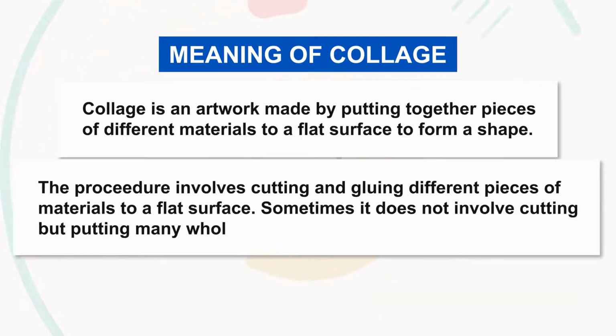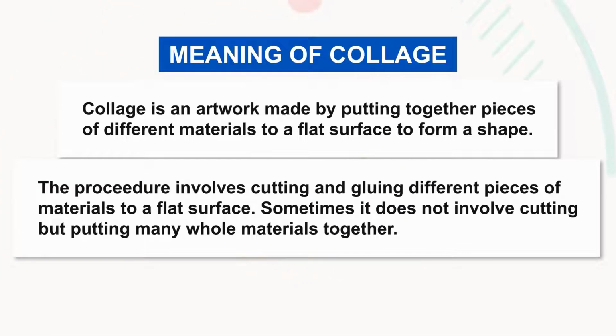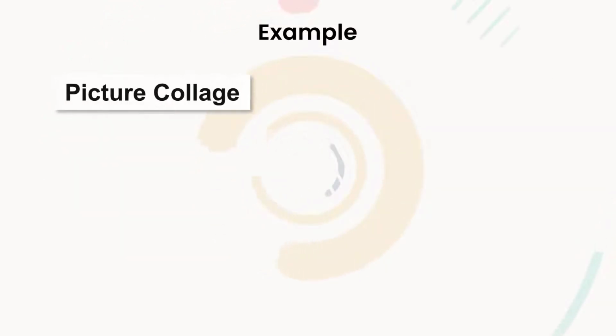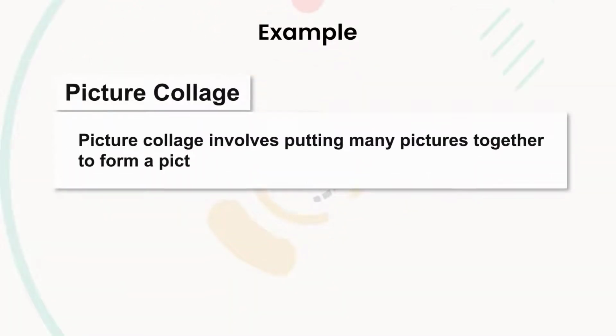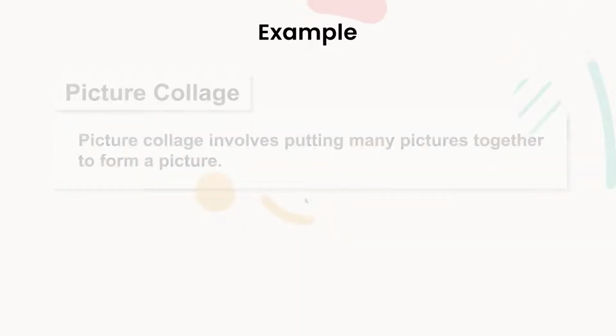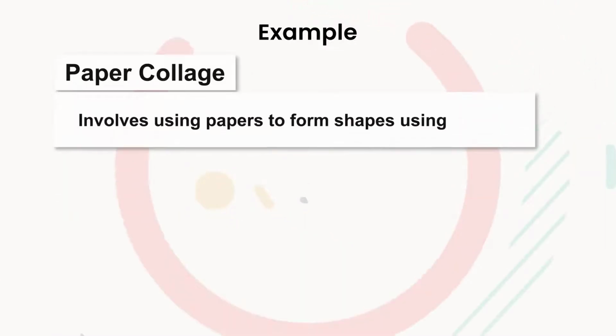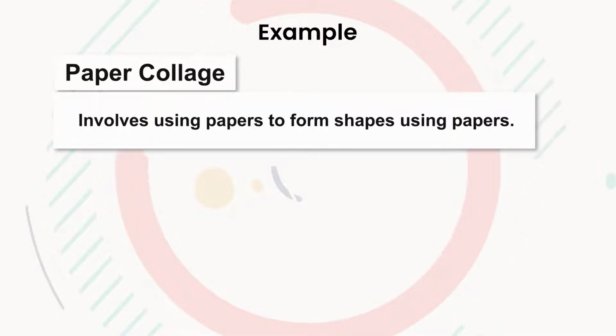The procedure involves cutting and gluing different pieces of materials to a flat surface. Sometimes it does not involve cutting but putting many whole materials together. For example, picture collage. Picture collage involves putting many pictures together to form a picture. Papers to form shapes using papers.